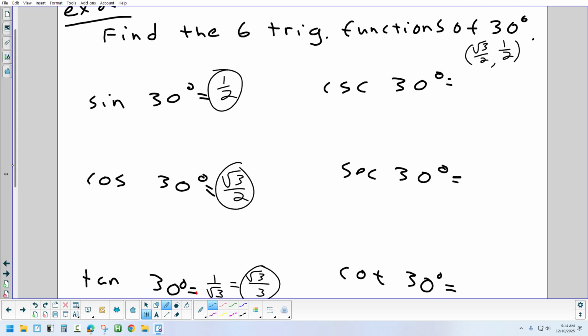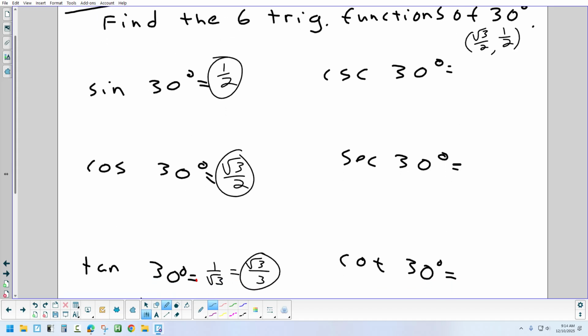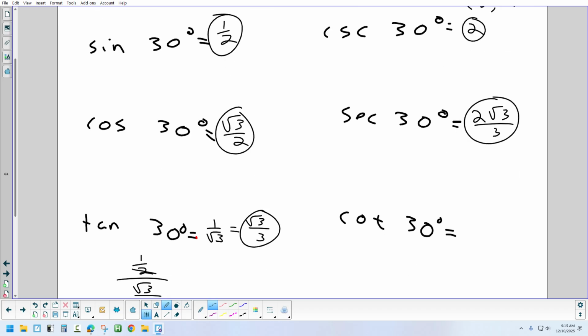Okay. How about the cosecant of 30 degrees? Yep, 2. Okay. How about the secant of 30 degrees? Completely fixed, no root in the bottom. Yep, 2 root 3 over 3. And how about the cotangent of 30 degrees? Root 3. So you have two things you could flip.